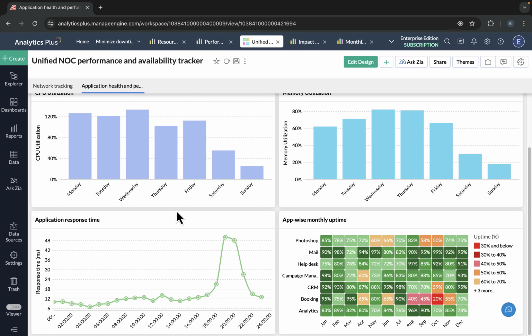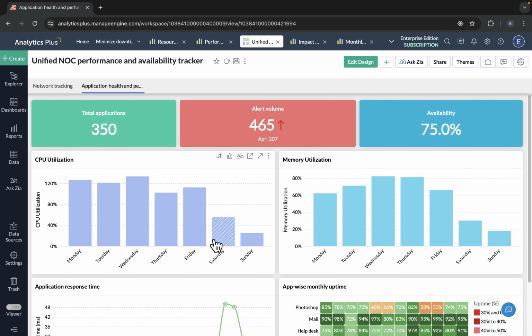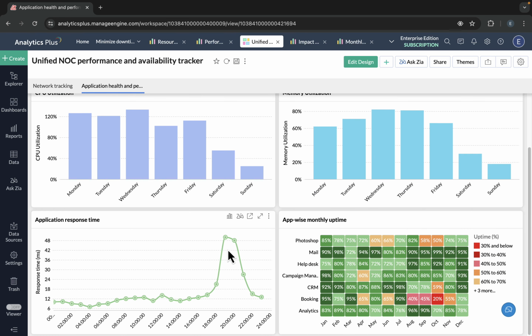And coming to application response times, slow application response time can severely impact user experience. By closely monitoring hourly response time trends as shown in the report, NOC teams can quickly identify underperforming applications with high load times. This allows NOC teams to rapidly evaluate their infrastructure, pinpoint root causes, and address issues before they escalate into larger problems that can lead to application downtime.